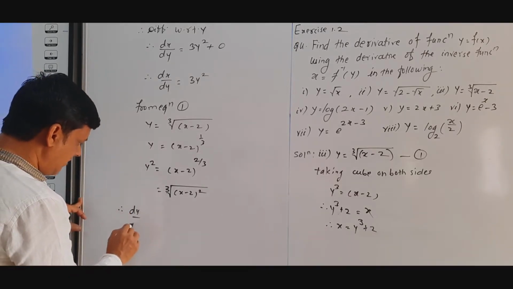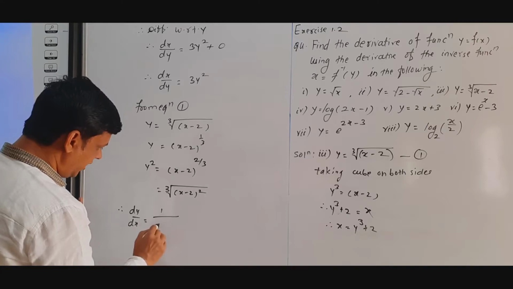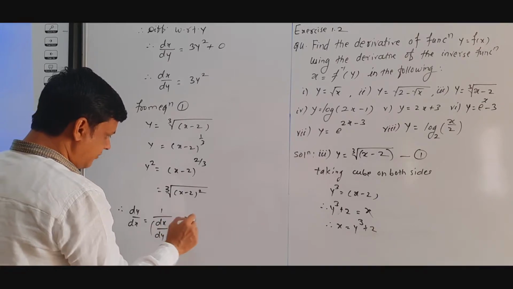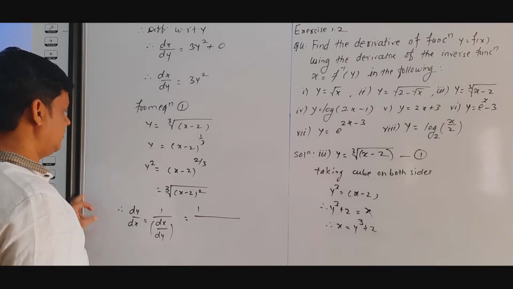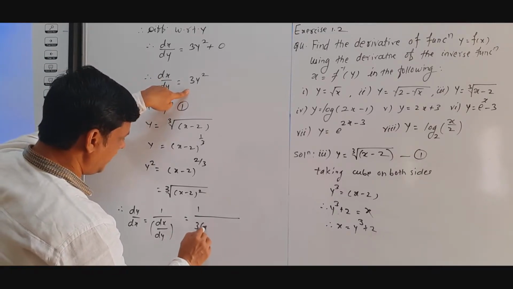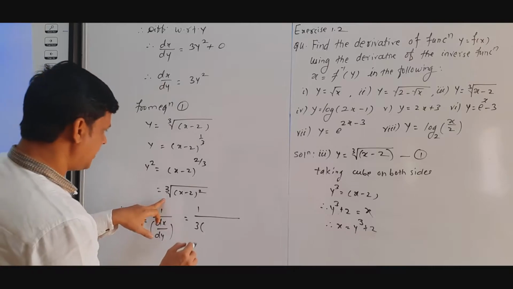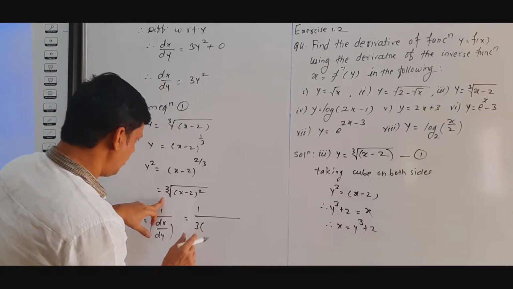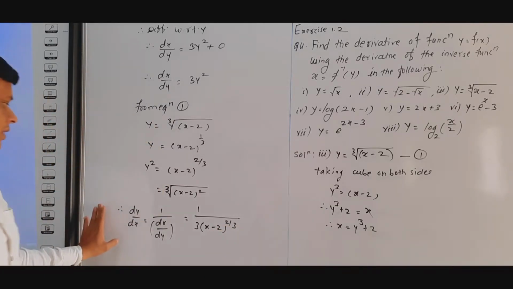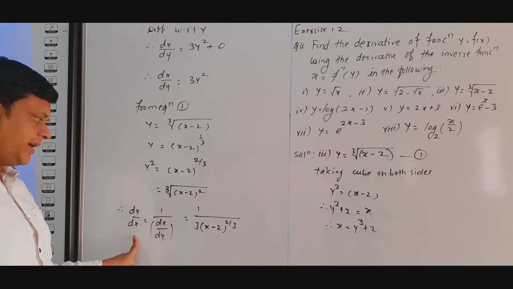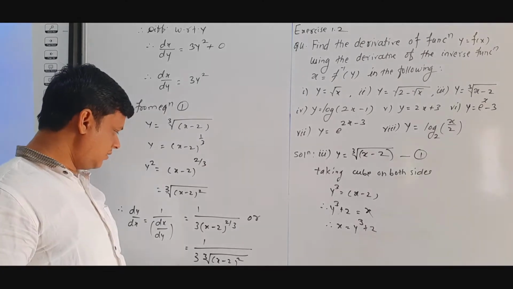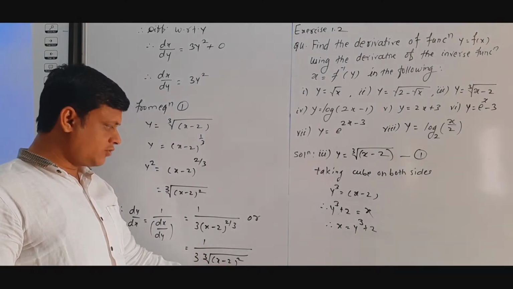Therefore dy by dx is equal to 1 upon dx upon dy. So we replace the value of dx upon dy. We have dx upon dy is equal to 3 into y square. So we calculate y square as x minus 2 raised to the power 2 by 3. In this way you can calculate the derivative dy by dx, or you can write 1 upon 3 times cube root of x minus 2 whole square.